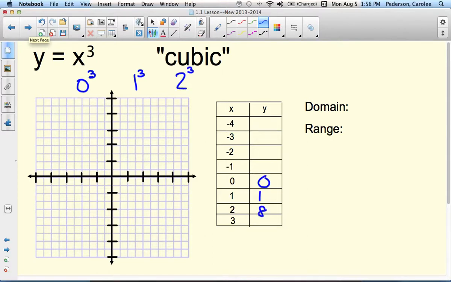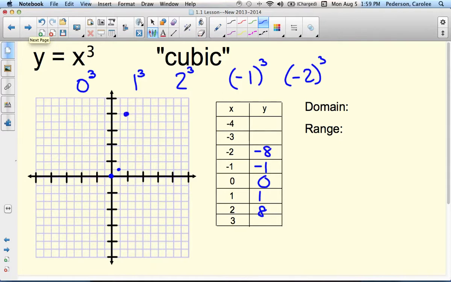Let's go in the negative direction now. Negative 1 times negative 1 times negative 1 is negative 1. Negative 2 times negative 2 times negative 2 is negative 8. Let me take care of those ordered pairs. So our critical point is 0, 0. And then we have the ordered pairs 1, 1 and 2, 8.